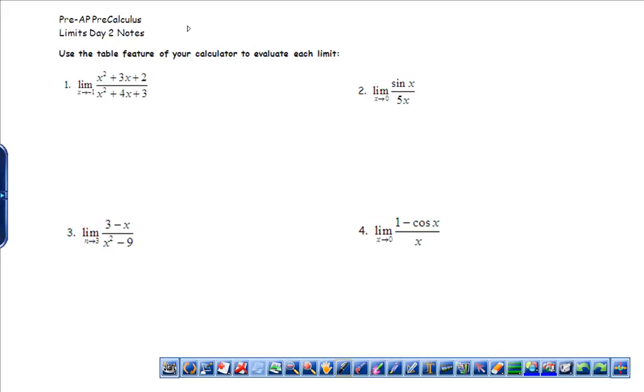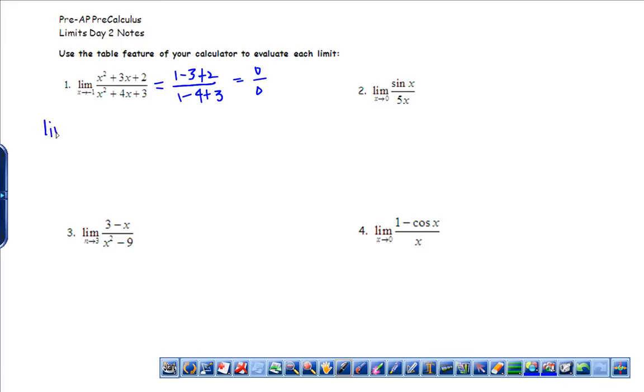Okay, this is Limits Day 2 notes. And the first thing it says is that you can use your calculator, but I want to remind you that you do not have to use a calculator in this first part. So what I would do is plug in a -1 into your x value to see what you get. When you plug in a -1, you get 1 minus 3 plus 2 over 1 minus 4 plus 3, and that gives you a 0 over 0. And remember, when you get a 0 over 0, that means that you can factor this.